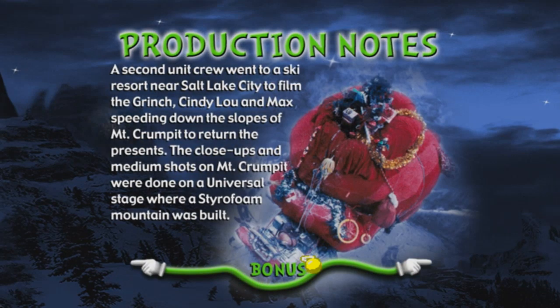Production notes, page 16 of 23. A second unit crew went to a ski resort near Salt Lake City to film the Grinch, Cindy Lou, and Max speeding down the slopes of Mount Crumpet to return the presents. The close-ups and medium shots on Mount Crumpet were done on a Universal stage, where a styrofoam mountain was built.